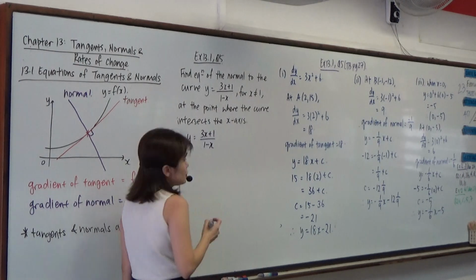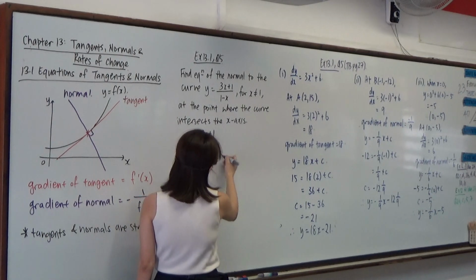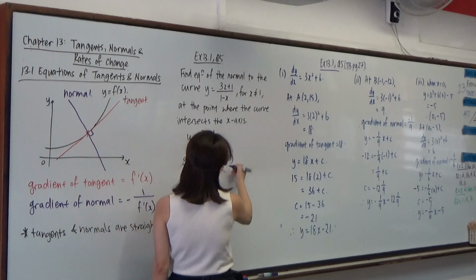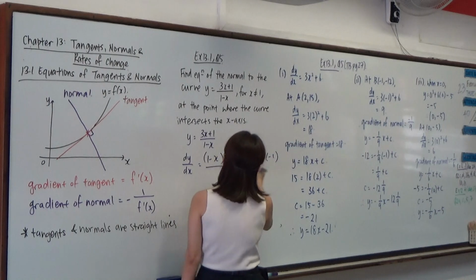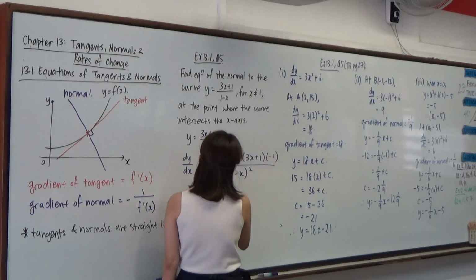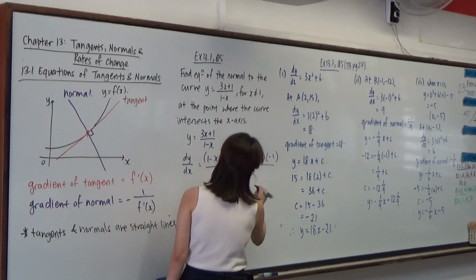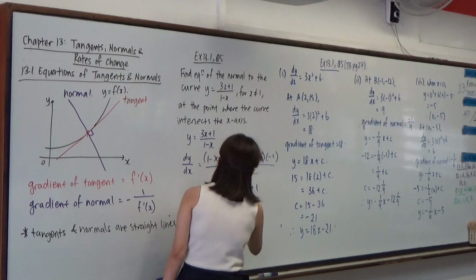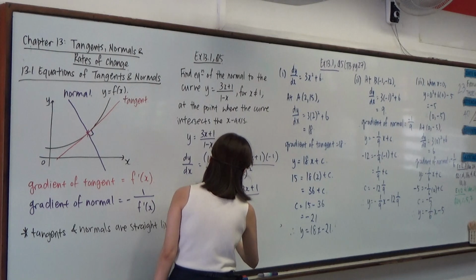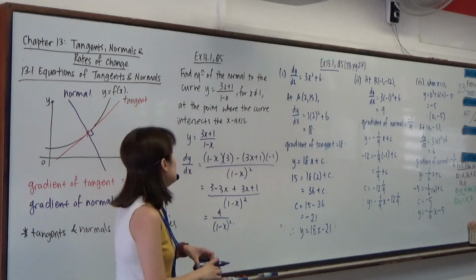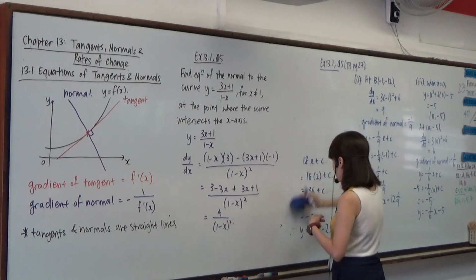Since it is a fraction, if you choose to do quotient rule, what you will get is: keep the bottom, make sure there are brackets, differentiate the top, minus away, keep the top, differentiate the bottom, over (1 minus x) squared. That simplifies to 3 minus 3x plus 3x plus 1 over (1 minus x) squared. So we have 4 over (1 minus x) squared. So that's our derivative. But that's not the aim of the question.